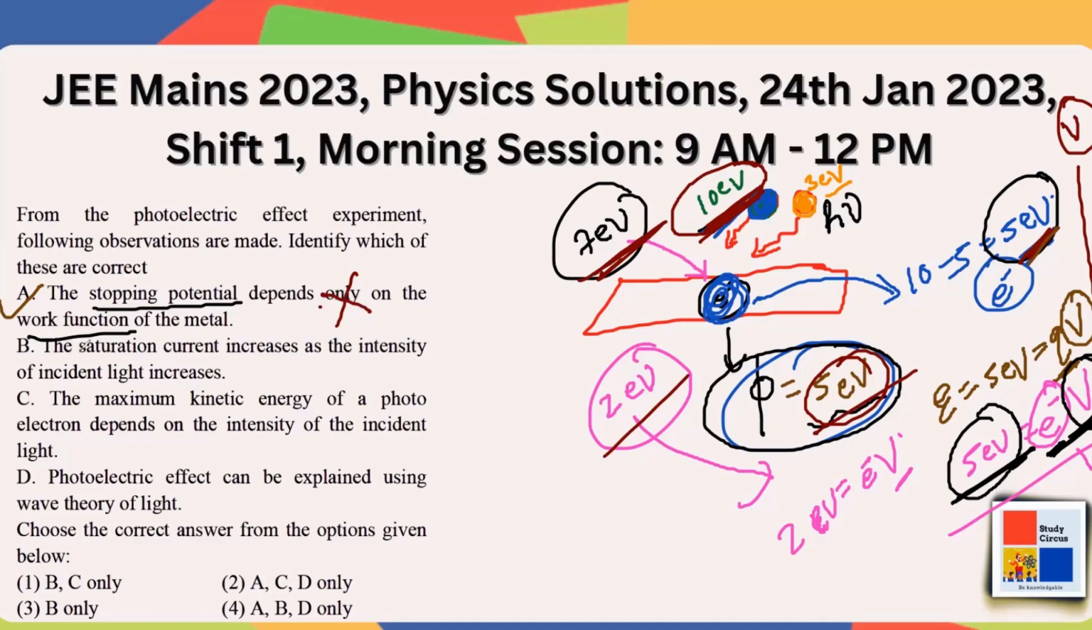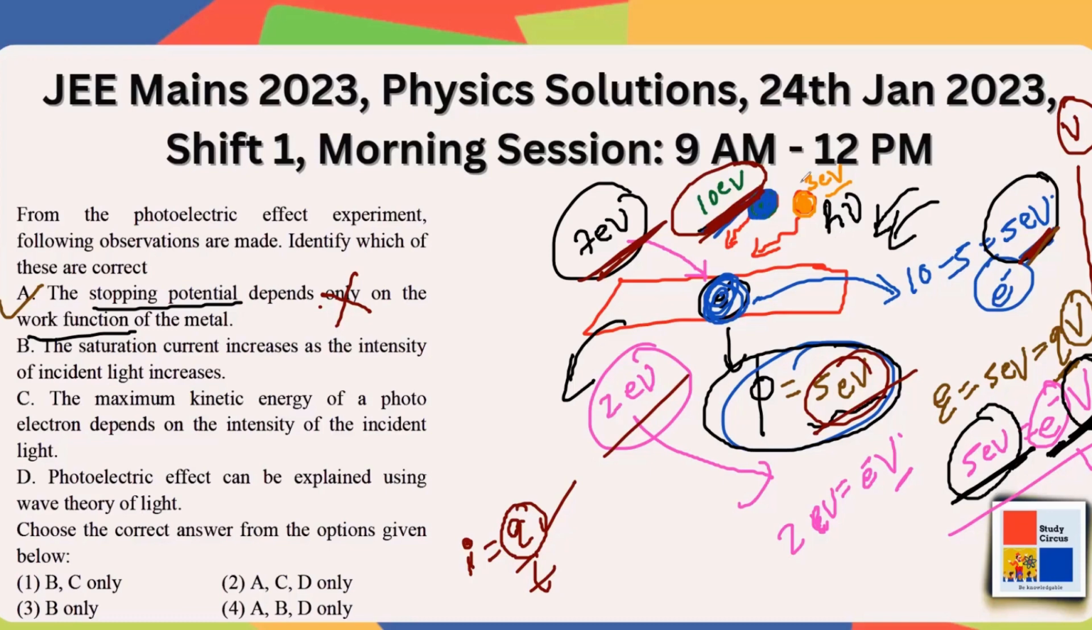The second statement says that the saturation current increases as the intensity of the incident light increases, right? Now the current is Q upon T. The basic formula is this. So this current is dependent on this Q, like how many electrons are coming out, right? How many electrons will come out depends on how many photons are colliding. And the number of photons colliding is dependent on the intensity of the incident light, right? So certainly this is correct.